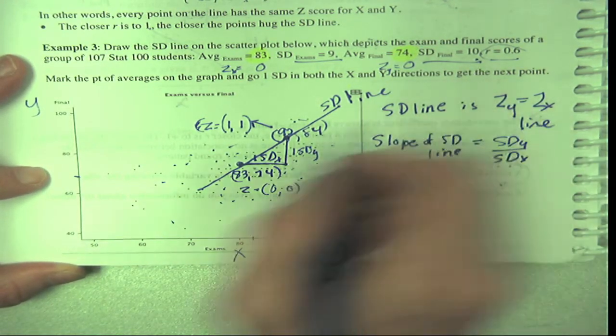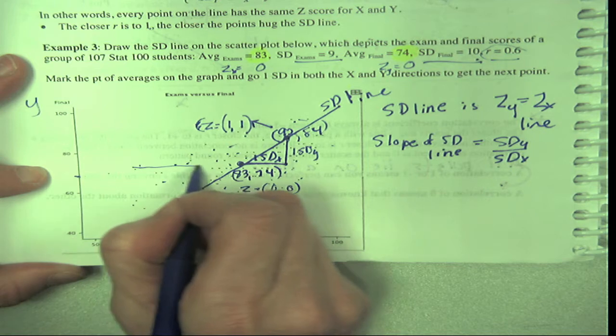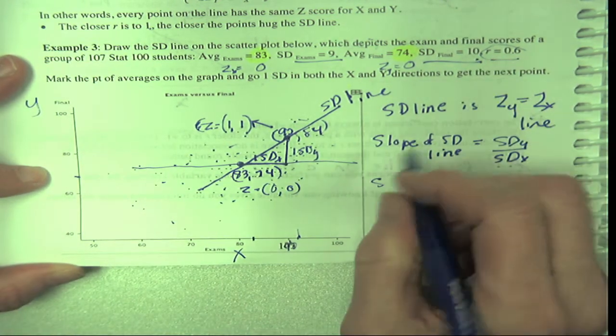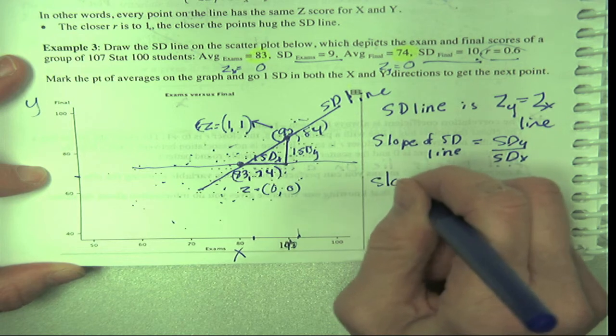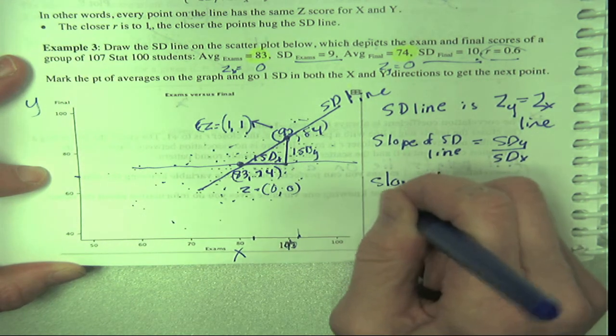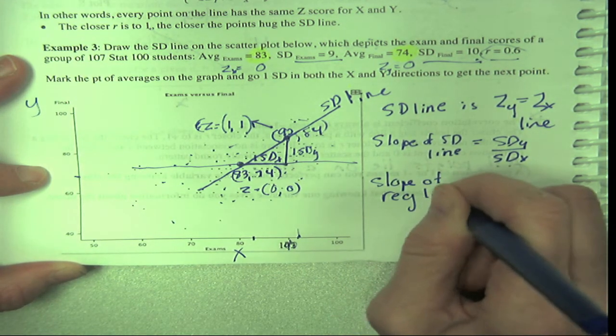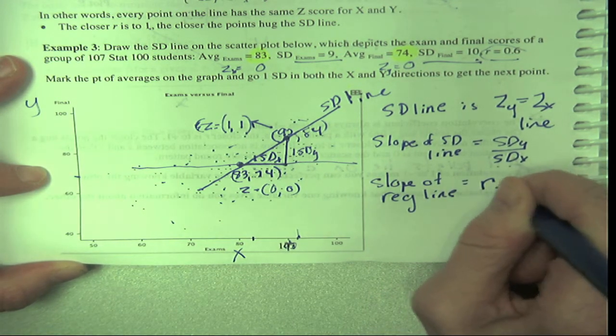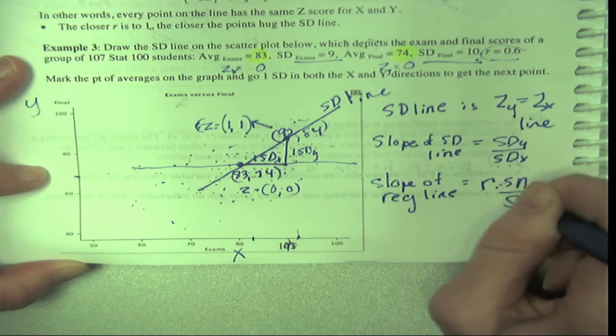It would mean that, so the slope, this is the regression, it's the slope of the regression line. So I'll write that first. Getting a little ahead of ourselves, but this is a good question. Slope of the regression line, and that is equal to R times SDY over SDX.